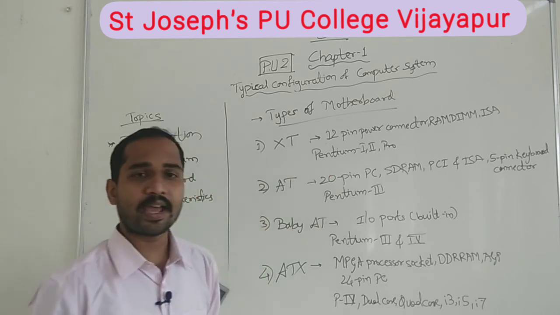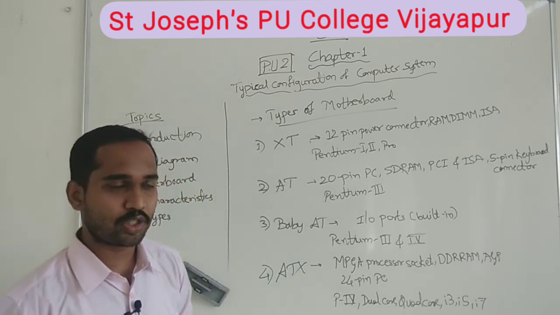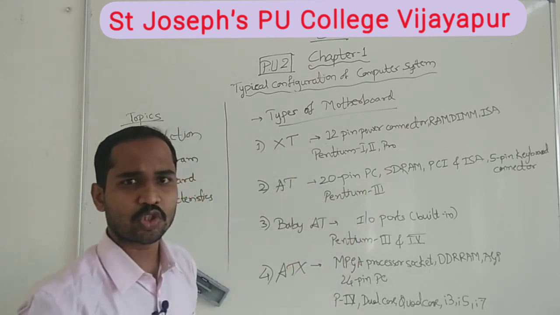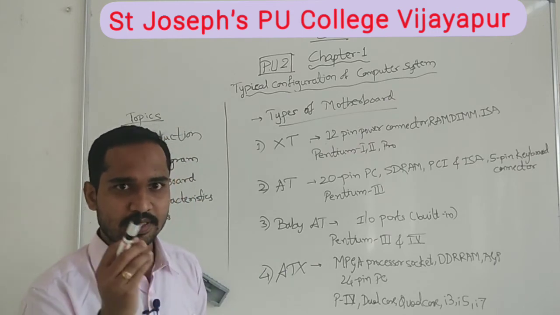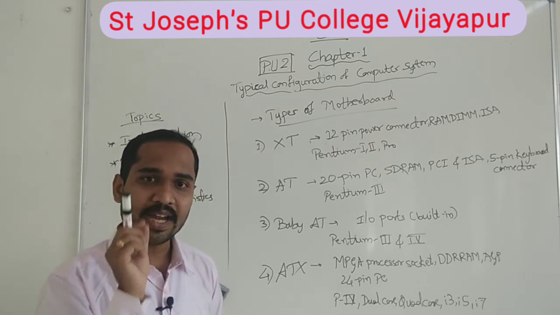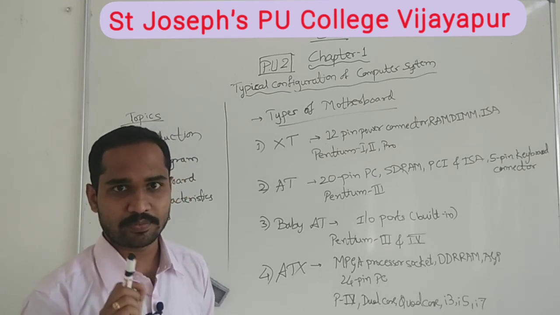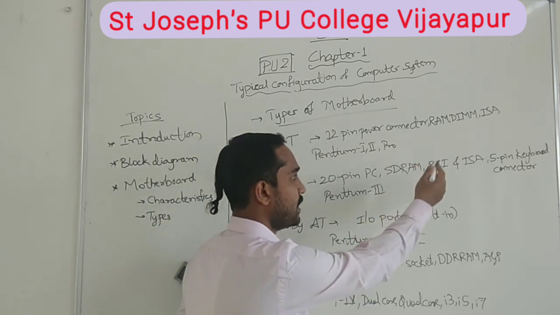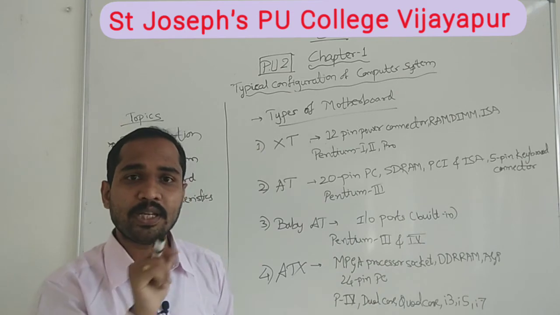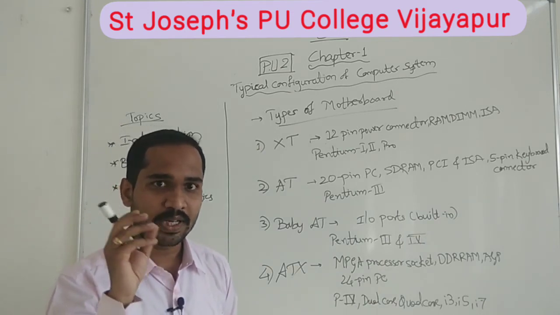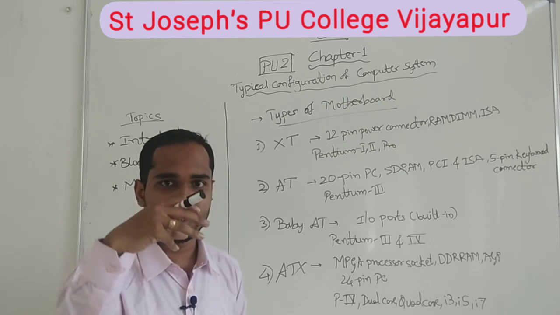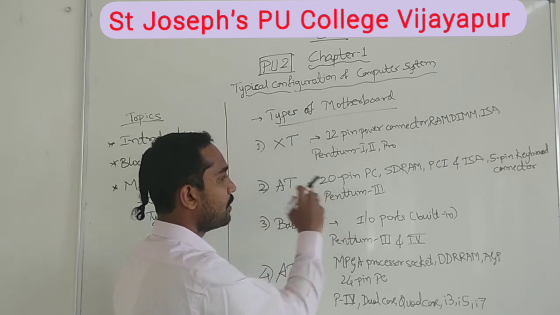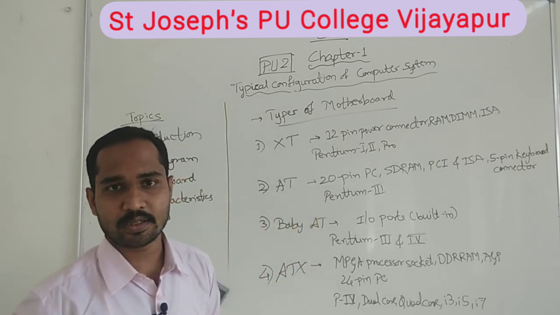Now the second one is Advanced Technology, the AT, Advanced Technology Motherboard. Your Advanced Technology Motherboard has a 20-pin power connector. I have written it in short form. The 20-pin power connector is there, which means that connector will have 20 pins in it. And what all slots will be there? SDRAM, PCI, ISA, and a big 5-pin keyboard connector. To connect the keyboard, you will have a 5-pin slot on the motherboard. That is the AT motherboard. And the example is the Pentium 3 processor for the Advanced Technology motherboard.